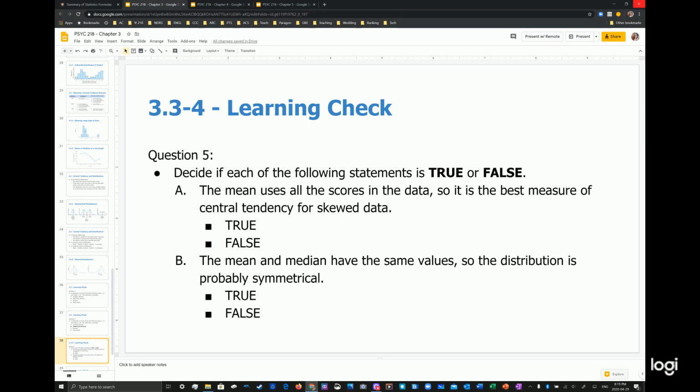Take a moment and think about this one. For A especially, you can refer to the table if it's new to you, or think about the nature of skewed data. What happens when data is skewed? And what happens to the mean when the distribution is skewed? The average gets pulled, right? You can think about that. And then for B, you can think about, hey, what does it mean when the mean and the median are the same? So if the mean is not pulled in either direction and it's the same as the median, what does that say about the distribution?